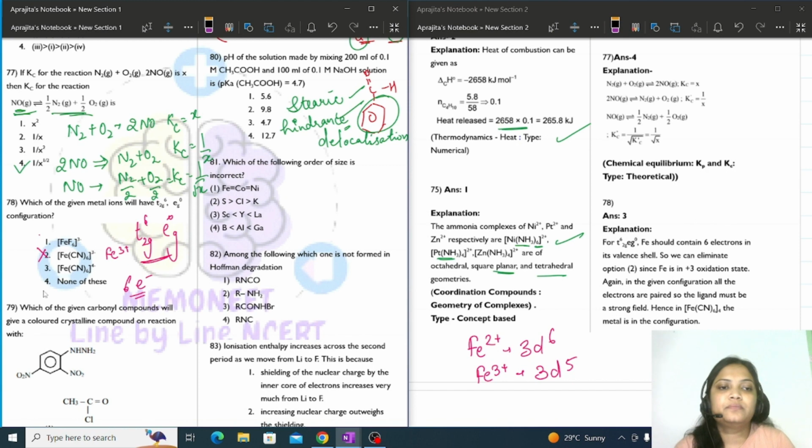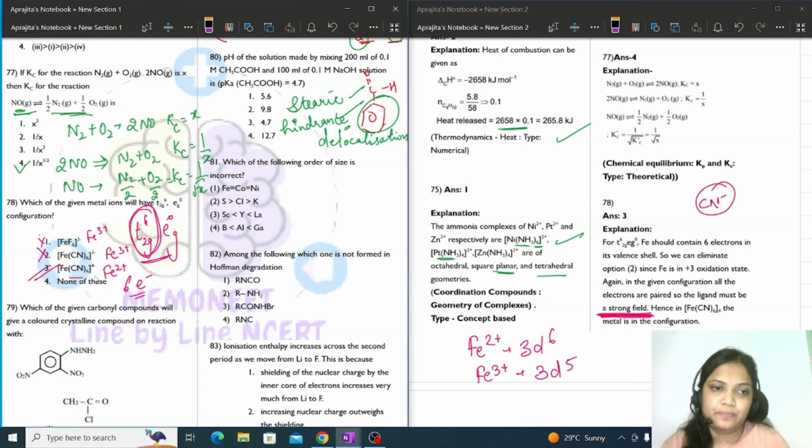In first and now here also it's in +3 oxidation state, so we are left with [Fe(CN)6]4-, so it's in +2 oxidation state. Moreover, here we can see all the electrons are paired because it's t2g6. So it means the ligand must be a strong field ligand. So CN is a strong field ligand, so we can say the answer is option number 3.